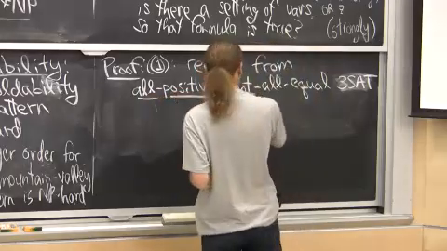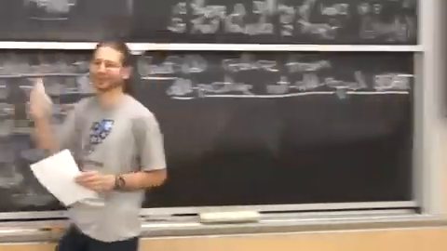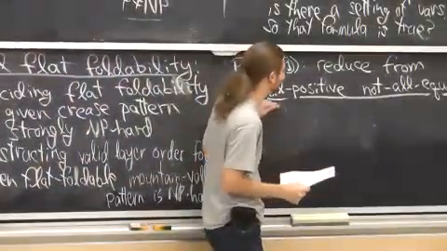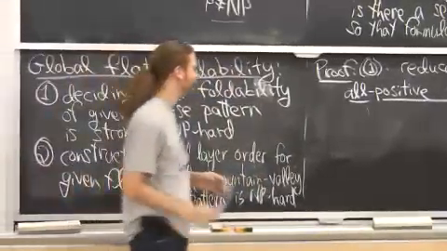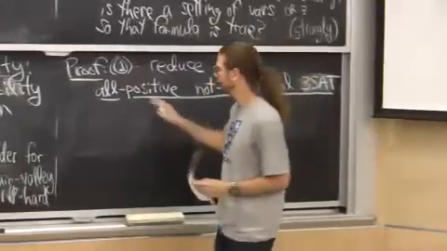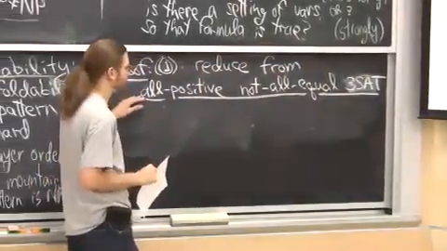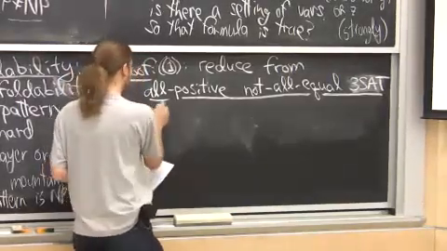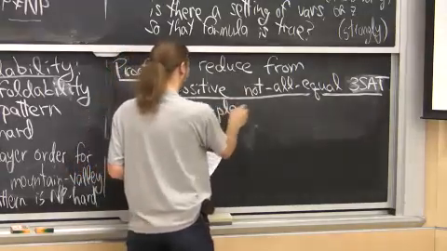All positive, not all equal 3-SAT. Has anyone heard of this problem before? Nadia's heard of it because she TA'd this class before. So no surprise, or you've read the book. There aren't a lot of proofs that use this one, but not all equal 3-SAT is actually fairly common. All positive just makes it a little more convenient. I think actually the original proof didn't use all positive, but our book does because it simplifies things. So let me tell you what this problem is. Most people don't know it, so don't worry.